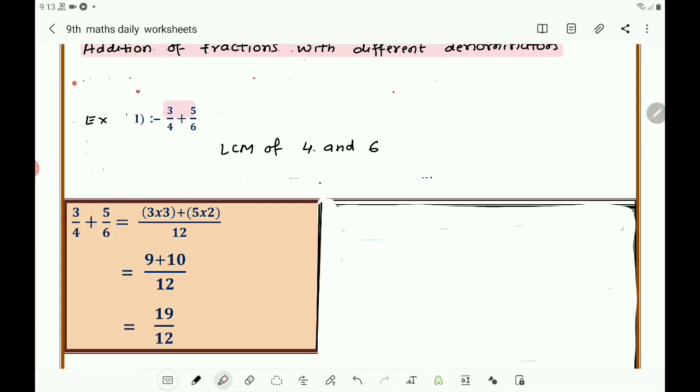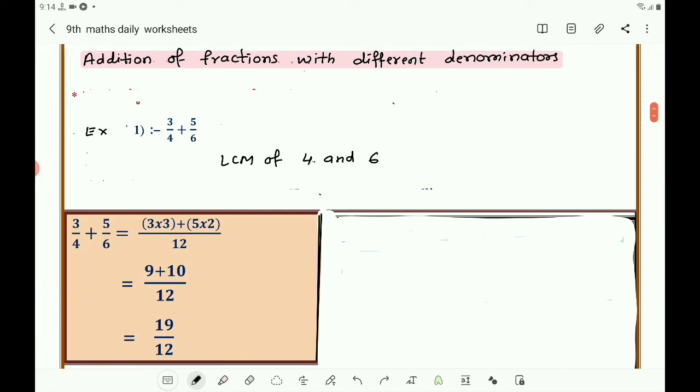Add 3 by 4 and 5 by 6. If the denominators are the same, by taking the denominator one time, you can add the numerators to get the sum of the fractions. Here the denominators are different. In that case, what do you have to do? You have to take the LCM of 4 and 6. How will you get the LCM of 4 and 6? There are different methods. Use any one of the methods to get the LCM of 4 and 6.